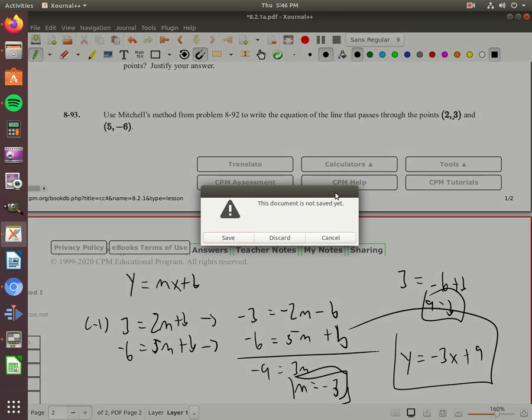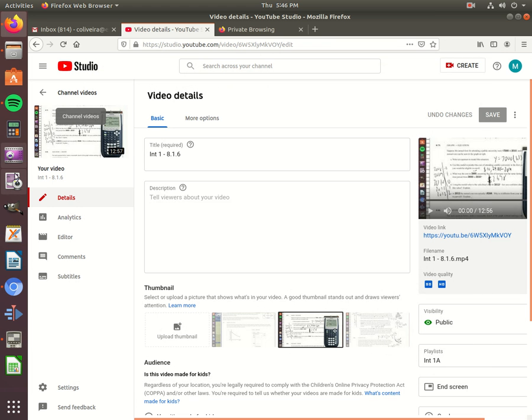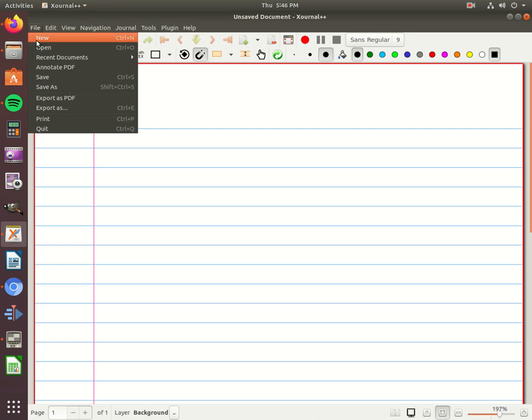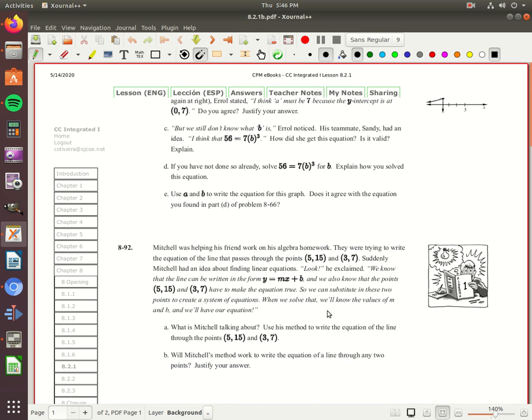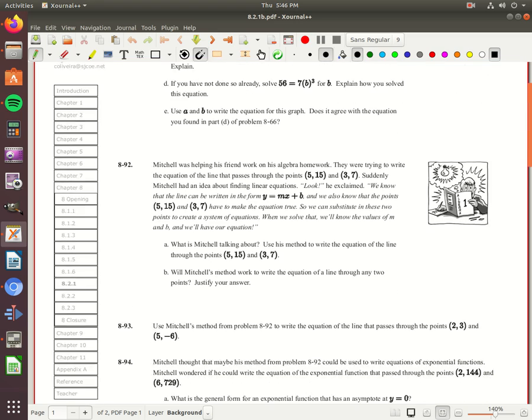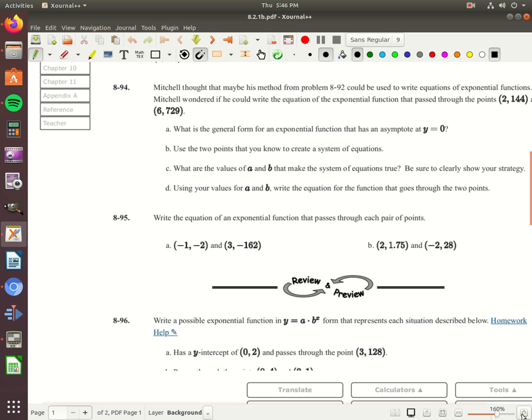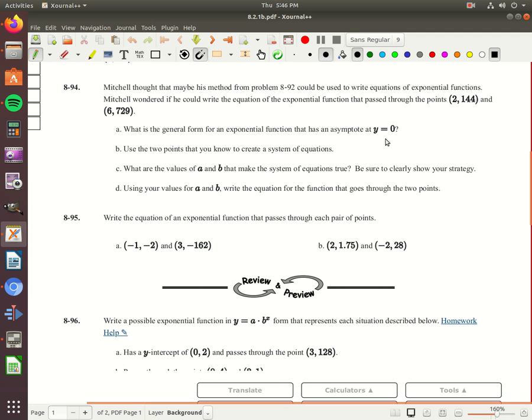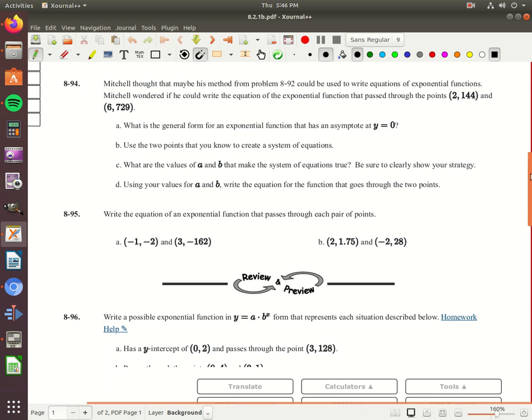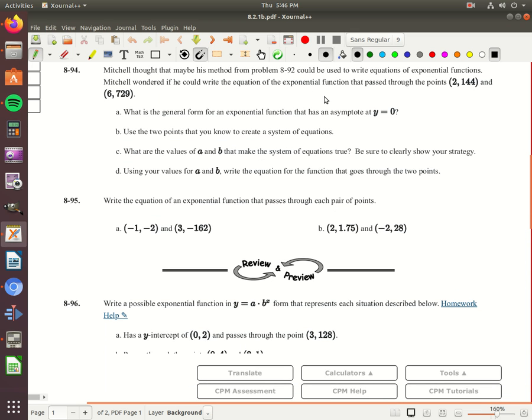All right, so I will open up the next one here and finish off this lesson. So I think we did these ones. So that brings me down to 894. Mitchell thought that this method from 892 could be used to write equations of exponential functions. Mitchell wondered if he could write the equation of an exponential function that passed through points 2, 144 and 6, 729. But now we're going to write a curve.